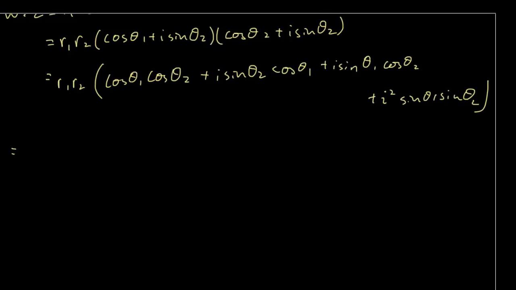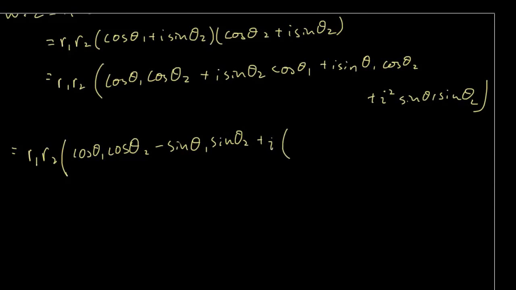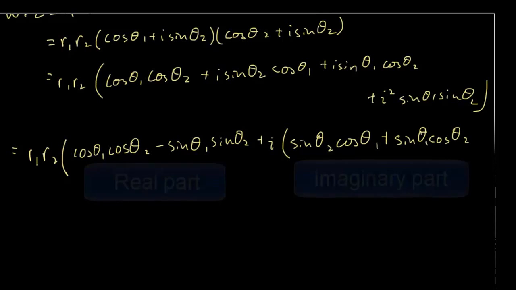Now the real part would be cos theta 1 cos theta 2 minus sine theta 1 sine theta 2. Yeah, and then plus i into, so this is the imaginary part, sine theta 2 cos theta 1 and then plus sine theta 1 cos theta 2. There should be a 1 here.